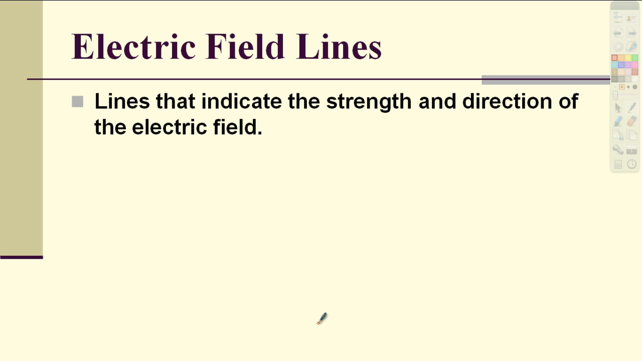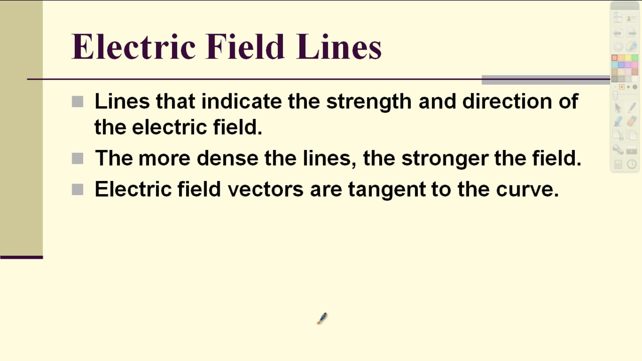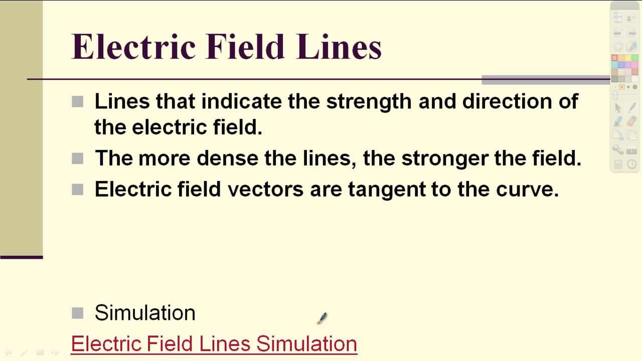So electric field lines are actually the lines that indicate the strength and direction of an electric field. The more dense the lines, the stronger the field is. The electric field vectors are tangent to the curve. You can draw all kinds of circles in here, and they'll be tangent to all these different curves.